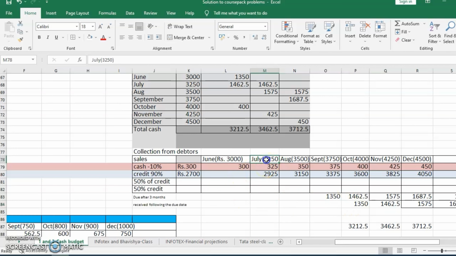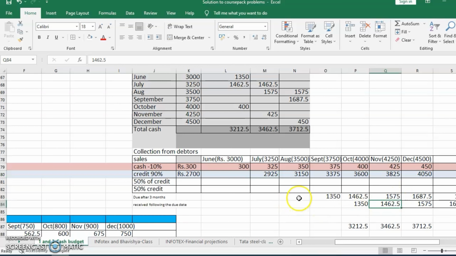What you have sold in the month of July. Now, what is the sales in the month of July? 3,250. 10% of that is 325. 90% of that amount is 2,925. 50% of that credit, that is 50% of this 90% of the amount, is actually 1,462.50. Now, this shall be received by you in the month of October, right? So, July, August, September, October. Then, the balance 50% you shall receive in the month of November.